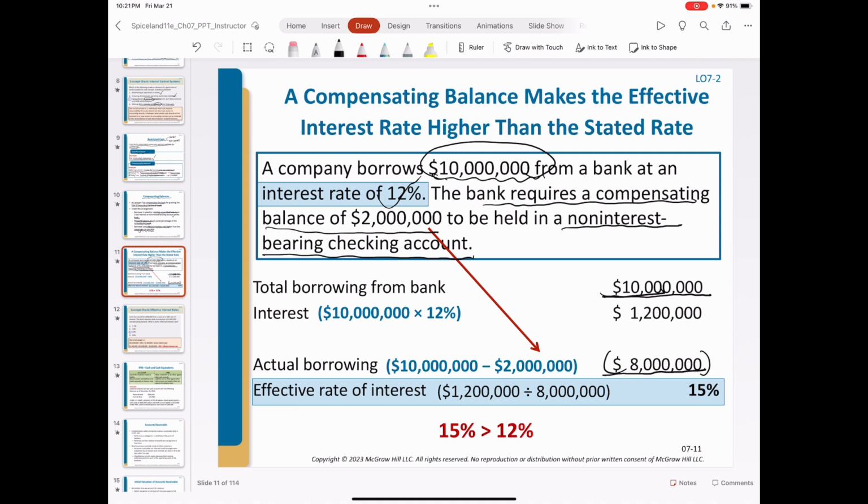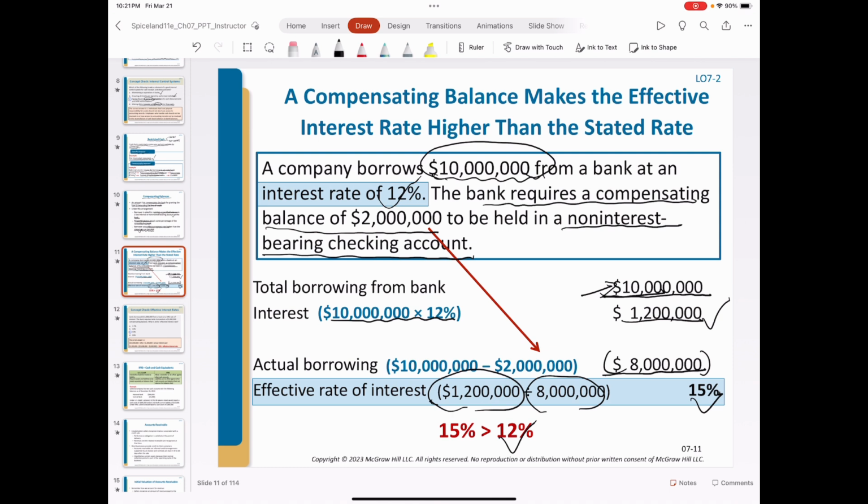Interest is calculated based on the $10 million instead of $8 million. So interest is $10 million multiplied by 12%. The annual interest is $1.2 million. The effective interest rate is actually $1.2 million divided by $8 million, which is 15%, greater than the stated rate.